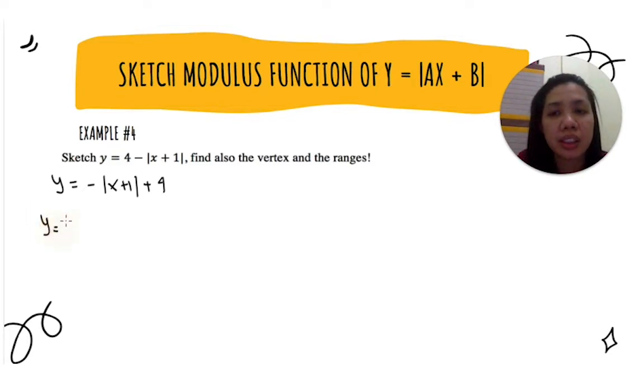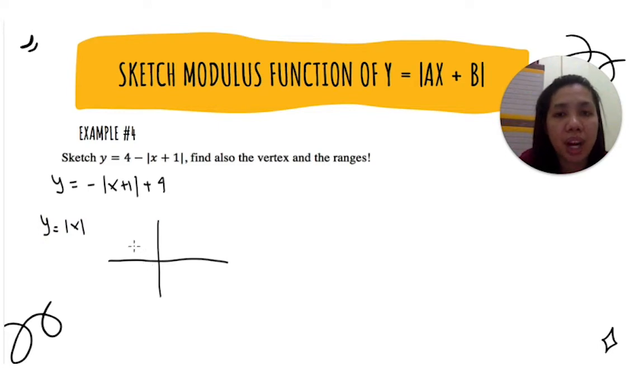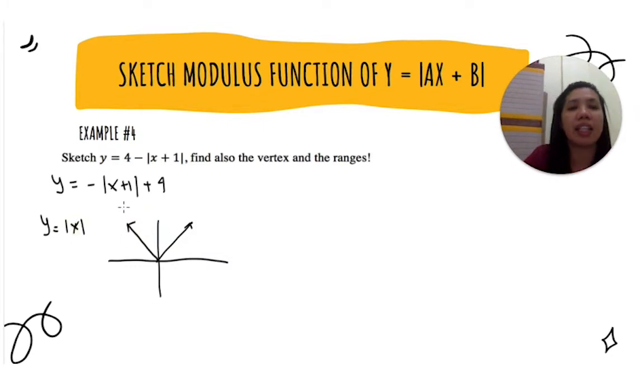The next thing, as we have learned before, is that the original function is y equals the absolute of x, whose graph is like a V letter. Here we have the absolute of x plus 1. What does this plus 1 mean? It means that the original function will be shifted to the left by 1 unit. So let's shift this function to the left by 1 unit. The vertex is now here, at minus 1.